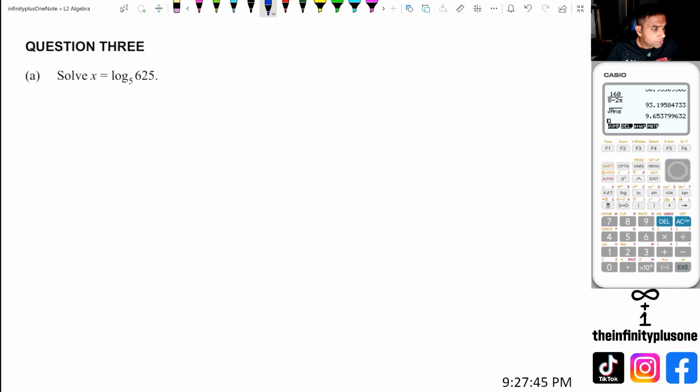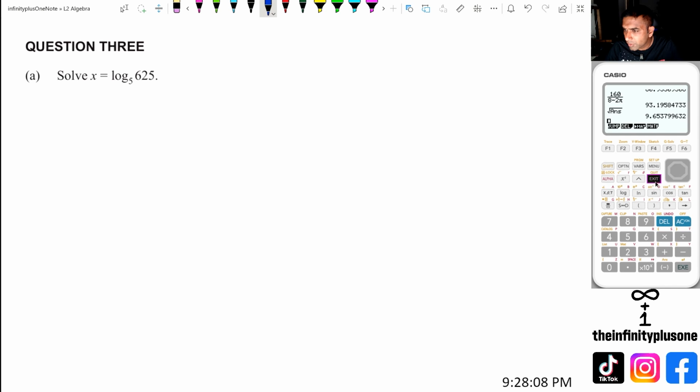All right, folks, on to question 3. So basically what we've got is solve for x, log 5,625. To do this question, you can just put this straight in the calculator if you want. In the calculator, let me just find out. I think it's in the main menu. There we go, log AB.